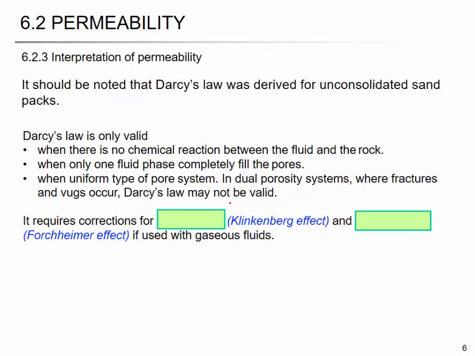It should be noted that Darcy's law was derived for an unconsolidated sand pack. Darcy was a French engineer, a sewer engineer, and he derived this equation from a sand pack. He saturated the sand pack, increased the hydraulic head, and then measured the flow rate. So that is where the equation comes from.